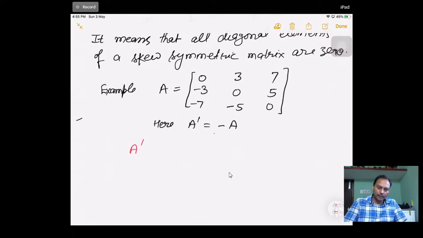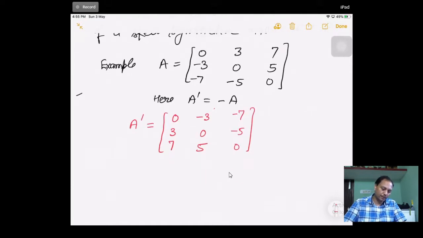First of all, we are going to obtain the transpose of this matrix, meaning we are interchanging the rows and columns. So the first row 0, 3, 7 will be the first column. The second row, minus 3, 0, 5, is the second column. Minus 7, minus 5, 0, the third row, becomes the third column. So this is the transpose of this matrix.